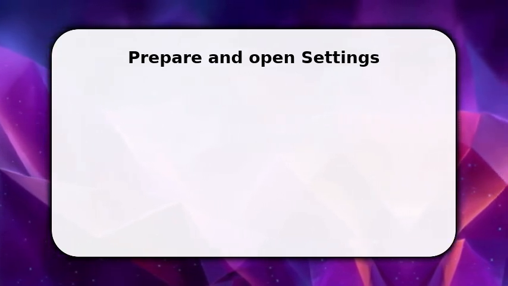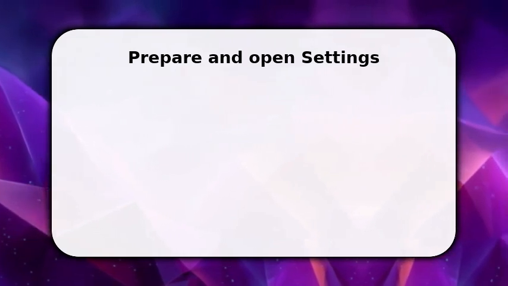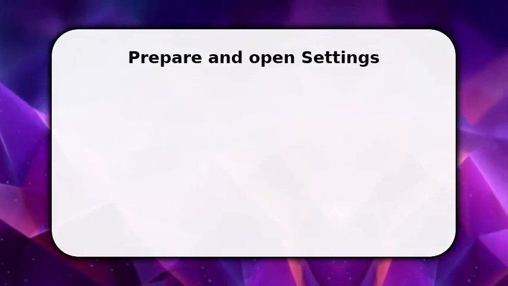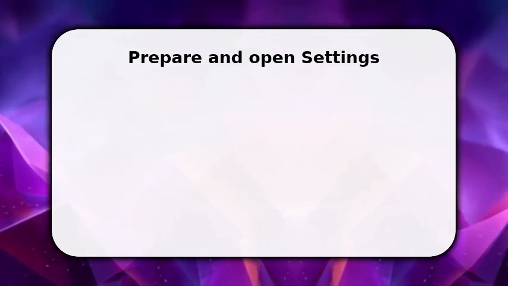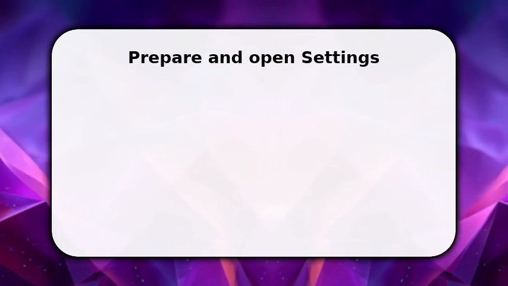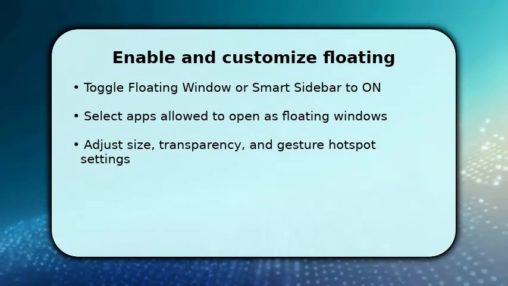Make sure you grant display over other apps and accessibility permissions because the floating window needs those rights to appear and interact with apps. This step is crucial because without permissions, the window cannot overlay other screens, so do not skip it. Once done with permissions, toggle the floating window feature on.